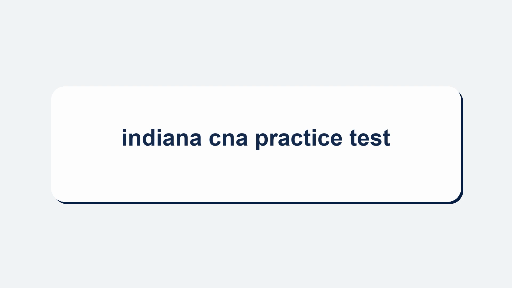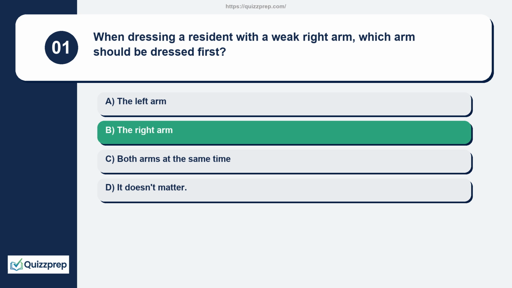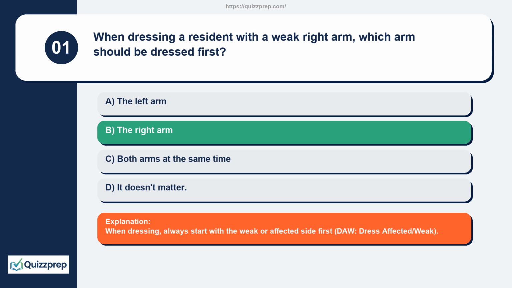Indiana CNA practice test. Question 1. When dressing a resident with a weak right arm, which arm should be dressed first? The left arm, the right arm, both arms at the same time, or it doesn't matter? When dressing, always start with the weak or affected side first. Dress affected/weak.